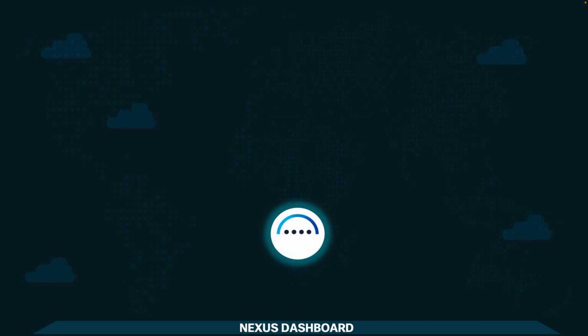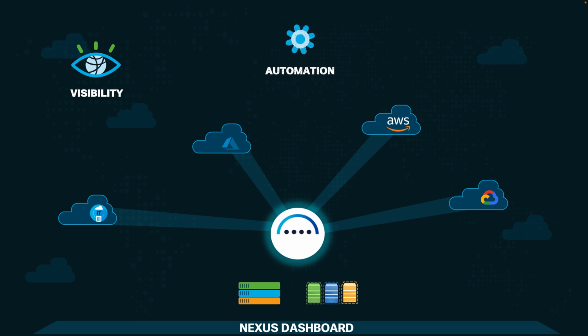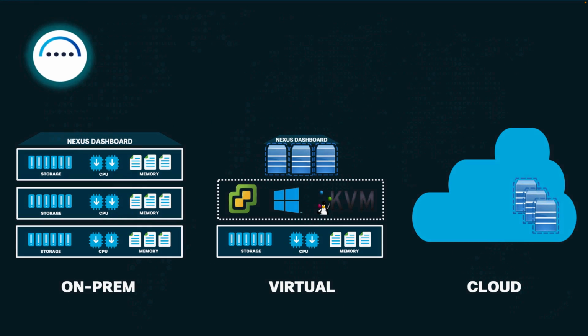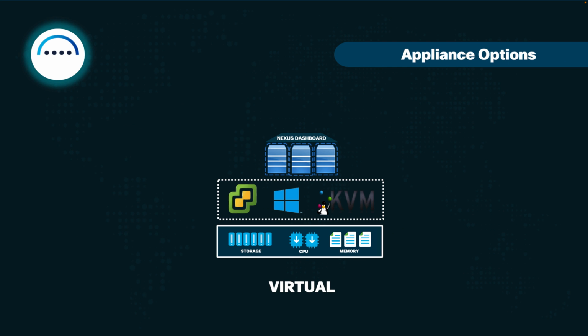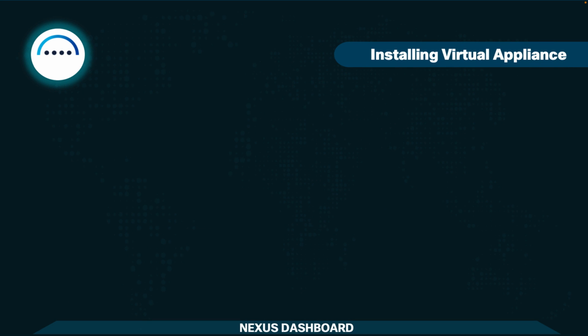Nexus Dashboard is a multi-cloud connectivity platform that can run as a physical or virtual appliance, allowing you to consolidate visibility, automation, and management for Cisco and third-party networks. In this chapter, we will focus on the Nexus Dashboard on-prem virtual appliance option, and we will use VMware as the underlying hypervisor. We will learn how to install Nexus Dashboard by following three simple steps.